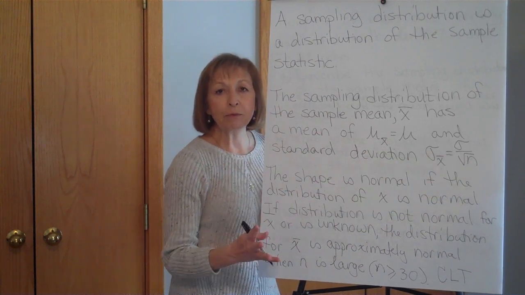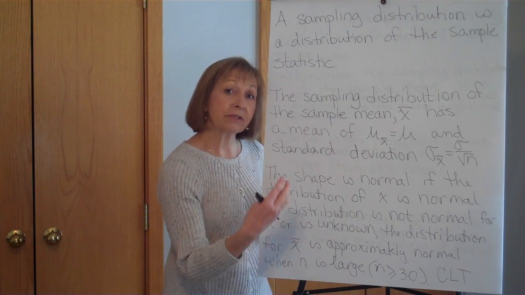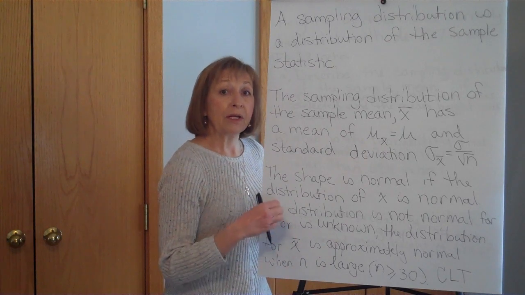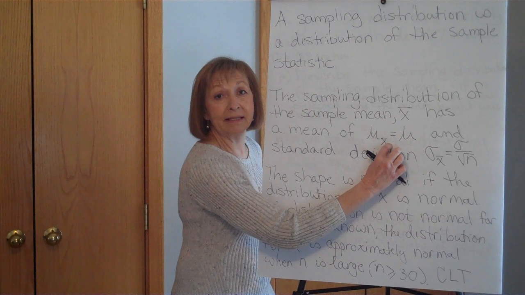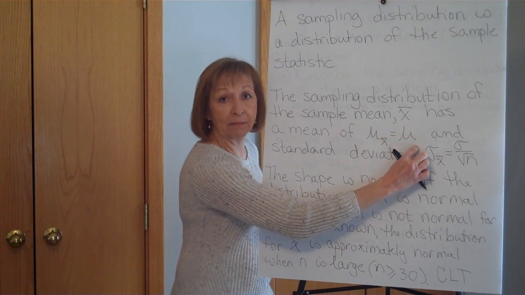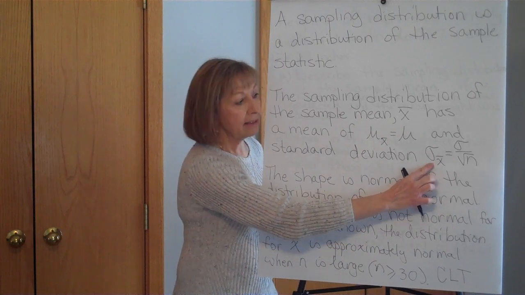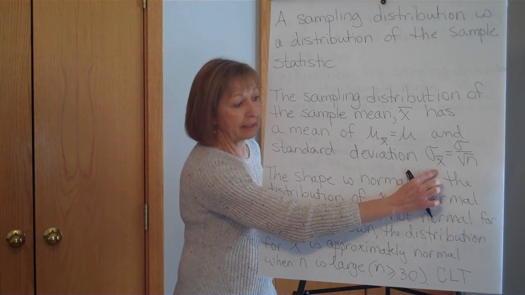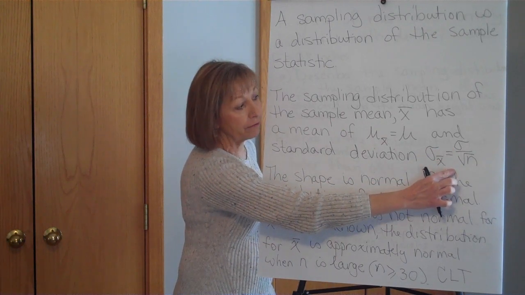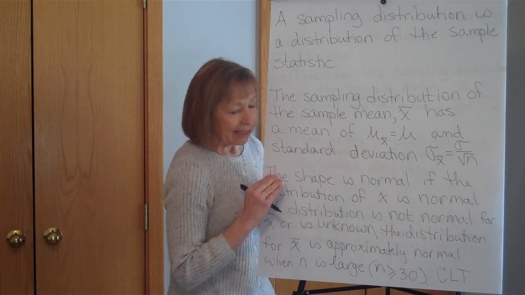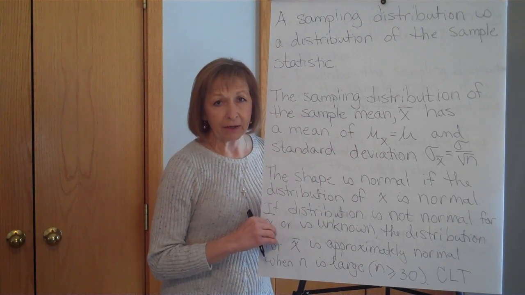Now shape. Whenever we talk about describing a distribution, we want shape, center, spread. We already went over the center: the population mean of the sample means is the same as the population mean of the individual numbers. We went over the spread: the standard deviation of the sample means is the standard deviation of the individual numbers divided by the square root of the sample size. The shape for the sample means, however, has two different scenarios.